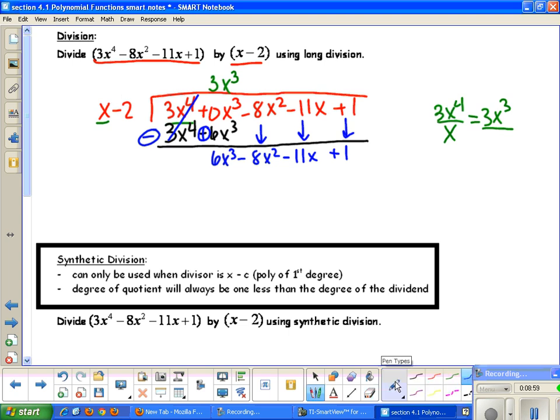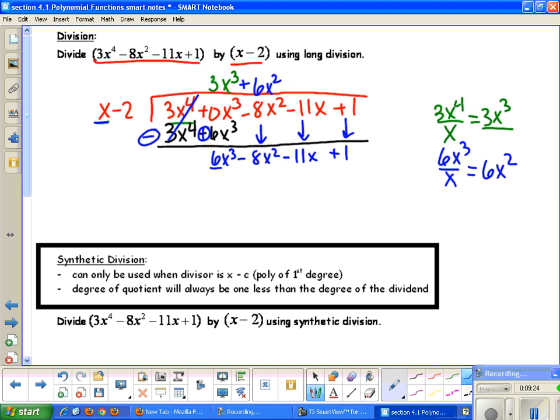Now I need to see the next term. So how many times does this x right here go into 6x cubed? I'm going to do my math off to the side. 6x cubed divided by x gives me 6x squared. Now I need to line this up with the quadratic term, so I'm going to put that in its home. It's positive, so I'm going to put plus 6x squared.